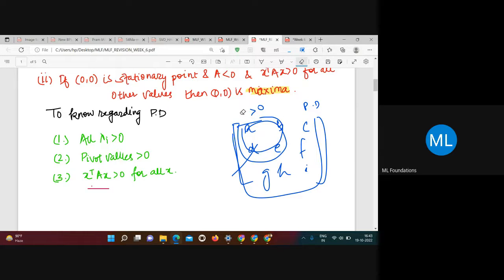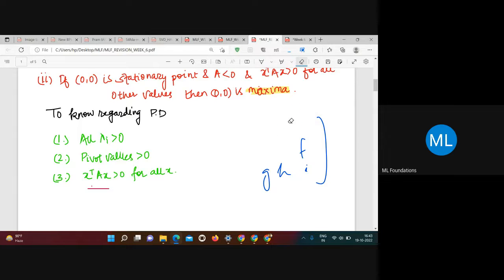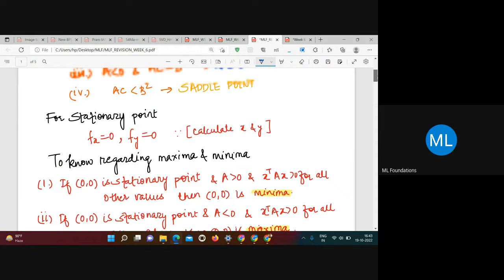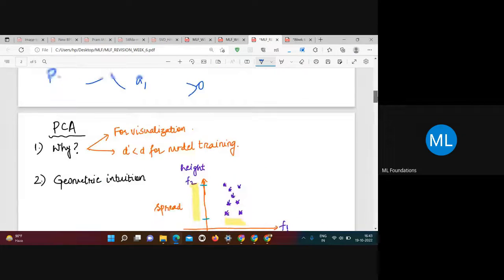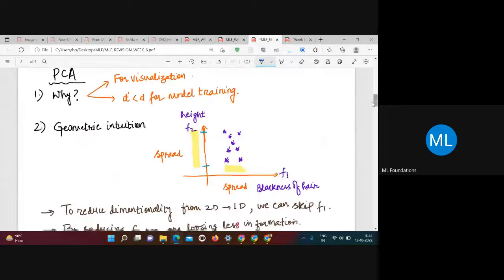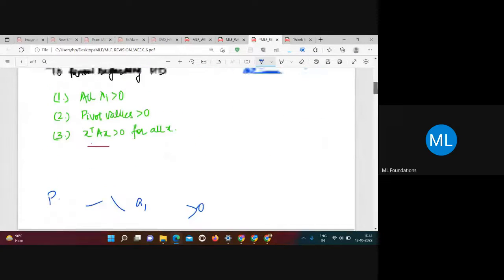Or it's very simple to go and calculate the eigenvalues. Eigenvalues will give you a good picture about everything, the sign of the eigenvalues. So I guess till now it's fine. This we'll be discussing tomorrow.